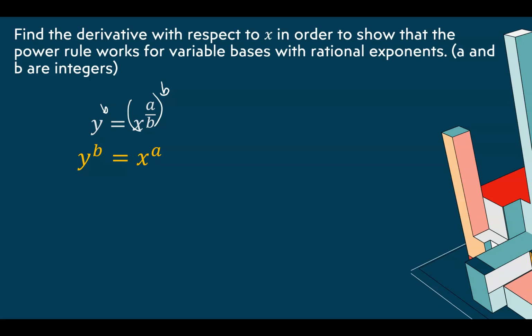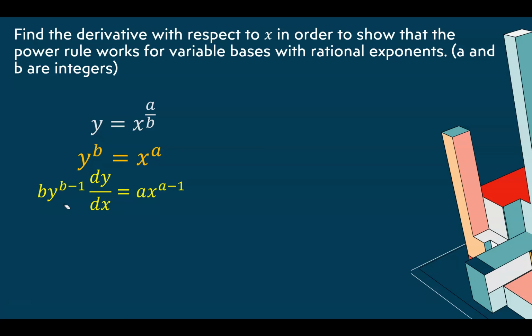And since a and b are exponents, that's like y cubed is equal to x squared, or y to the fourth power equals x to the fifth power, something like that. And we can definitely use the power rule for exponents like that. And so the derivative of x to the a is going to be a x to the power a minus 1. Similar thing on y to the power b, but don't forget, we need the chain rule there. So not only do we get b times y to the power b minus 1, but we multiply by the derivative of y, dy dx.